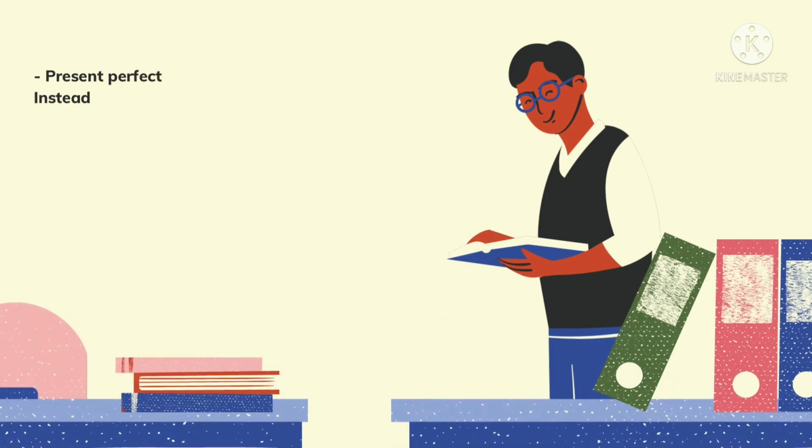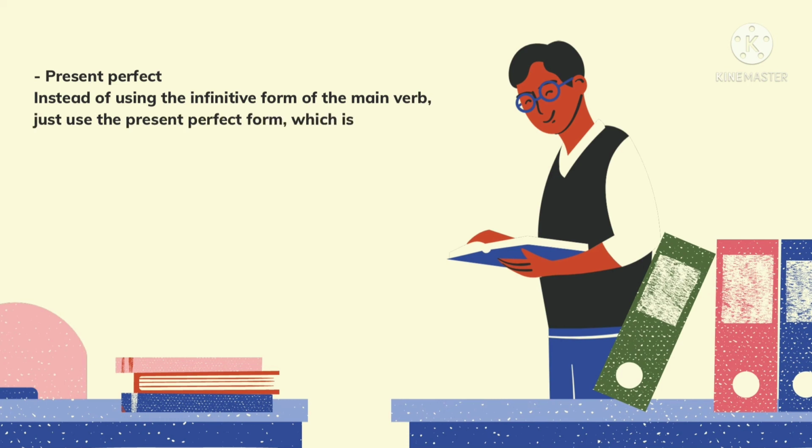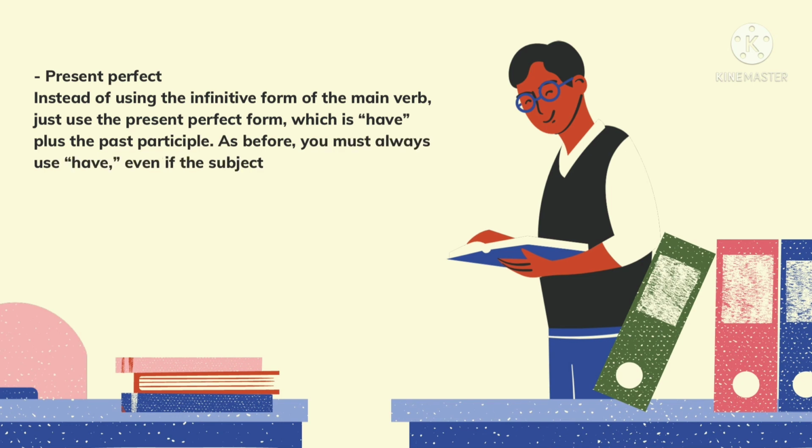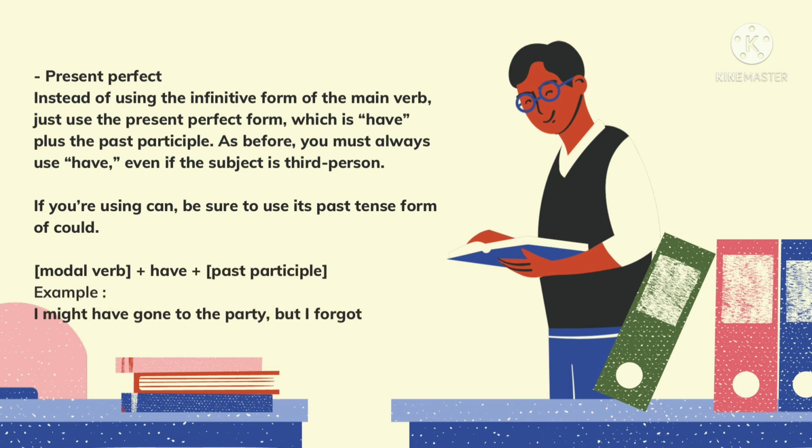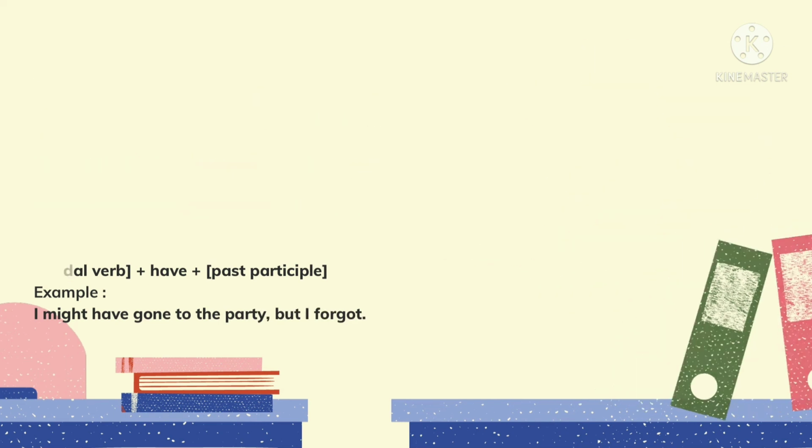Present perfect. Instead of using the infinitive form of the main verb, just use the present perfect form, which is have plus the past participle. As before, you must always use have even if the subject is third person. If you are using can, be sure to use its past tense form of could. Modal verb plus have plus past participle. Example: I might have gone to the party but I forgot.